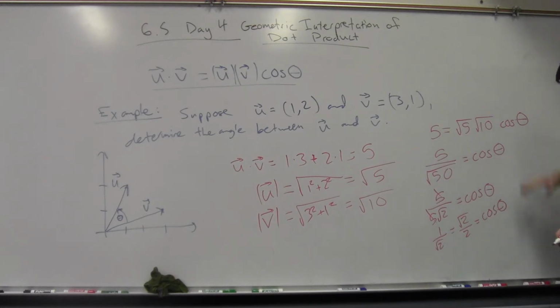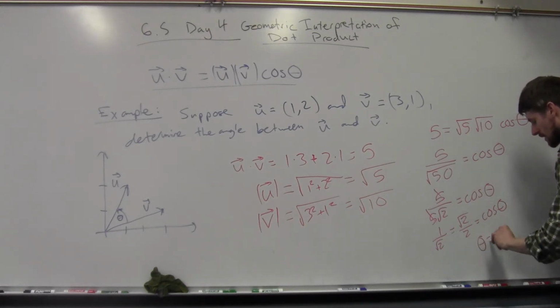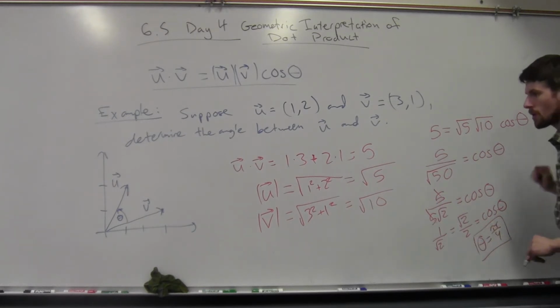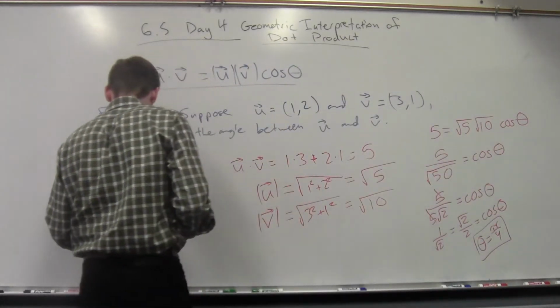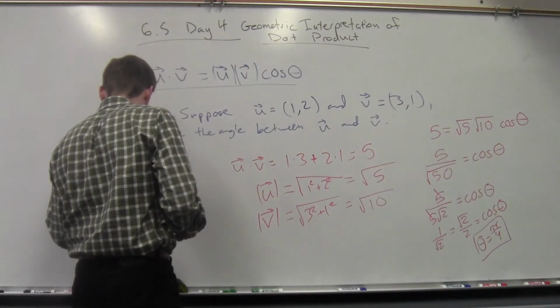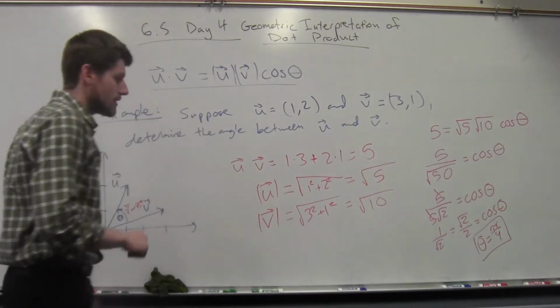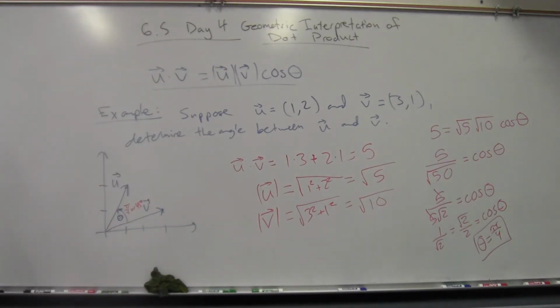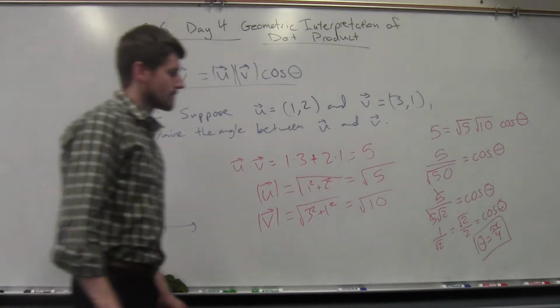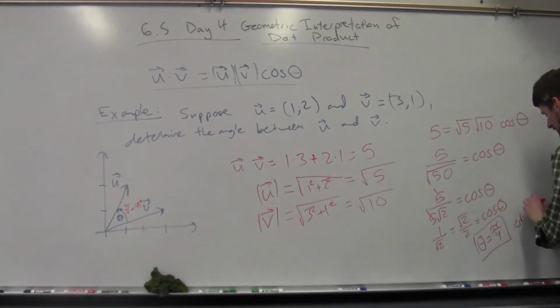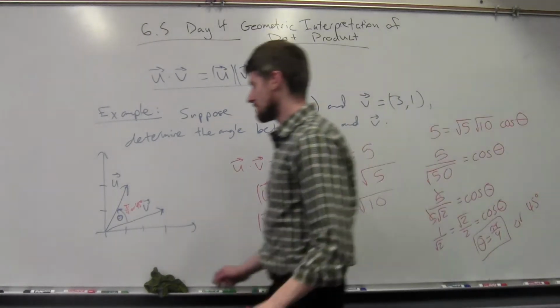And this should jump out at you. I know when cosine is equal to root 2 over 2. If you take the inverse cosine, you'll note right away that it's 45 degrees or pi over 4. So theta equals pi over 4, or a 45-degree angle. Either way, whether you want to do it in radians or in degrees. And that's how you calculate the angle between two vectors.